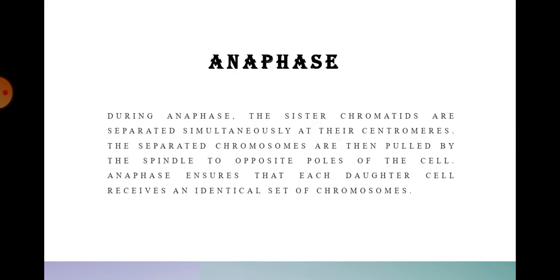The next is anaphase. Anaphase is a stage of mitosis after the process of metaphase, when replicated chromosomes are split and the newly copied chromosomes are moved to opposite poles of the cell. During anaphase, the sister chromatids are separated simultaneously at their centromeres. The separated chromosomes are then pulled by the spindle to opposite poles of the cell. Anaphase ensures that each daughter cell receives an identical set of chromosomes.